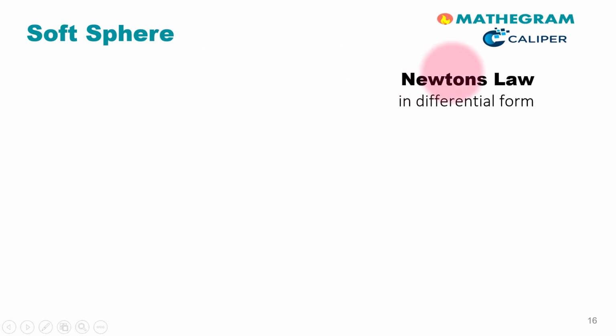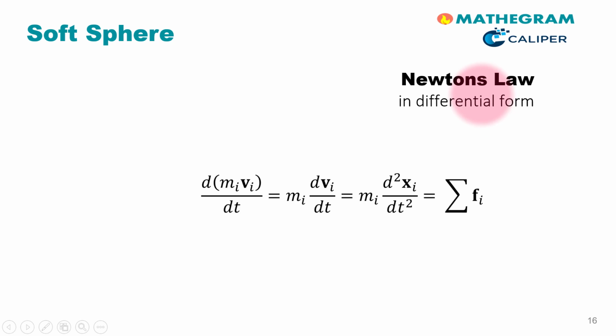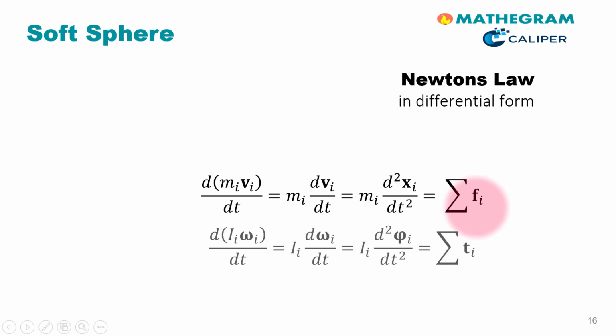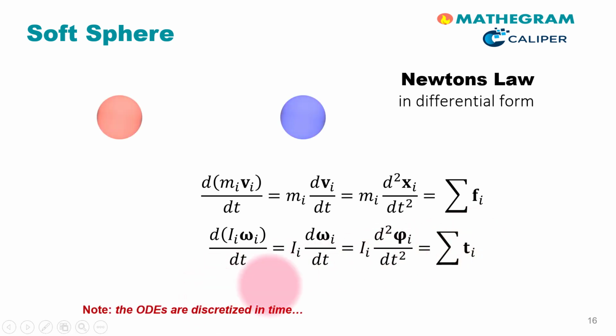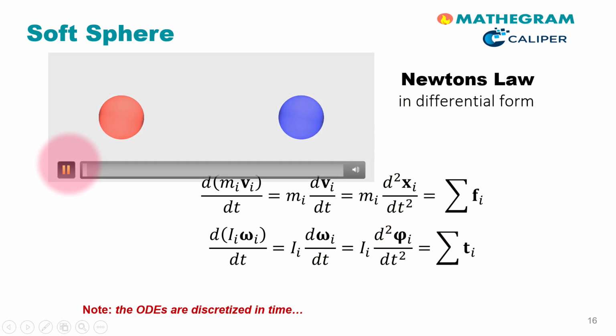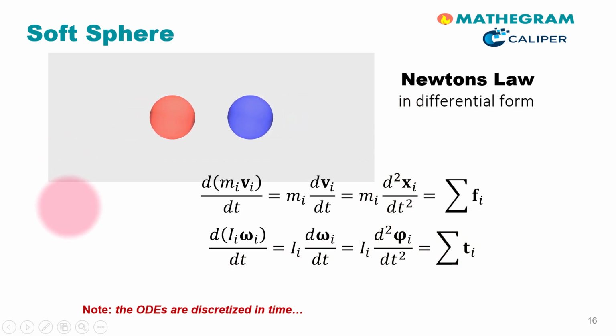The soft sphere approach solves Newton's equation of motion in the differential form, which is what you see here on the bottom. On the right-hand side of these equations, we have the sum of the forces as well as that of the torques. Newton's equation of motion translates into a large set of ODEs, i.e. two vectorial quantities per particle, which are then discretized in time. You see an animation of how this method works in principle here on the top left.